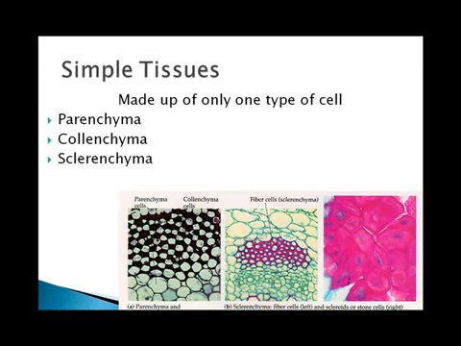Collenchyma tissue has fiber cells inside of it, and collenchyma tissue is what produces the strings that you find in celery. Sclerenchyma tissue is the hardest, and it contains sclerids or stone cells within it. This gives the tissue a gritty feeling, and you feel that on your tongue when you eat a pear.